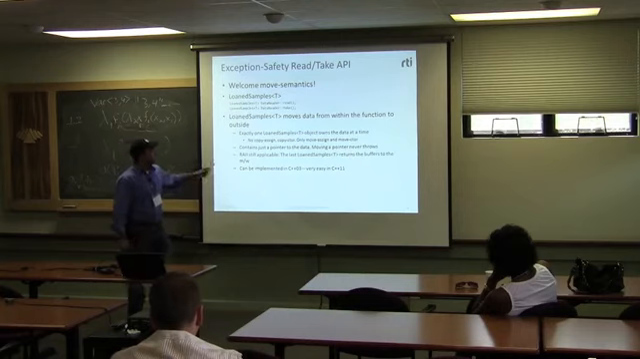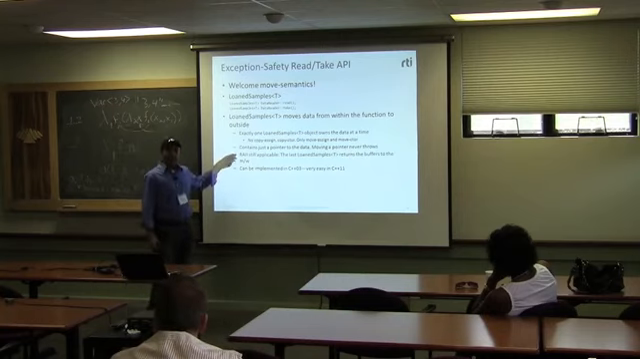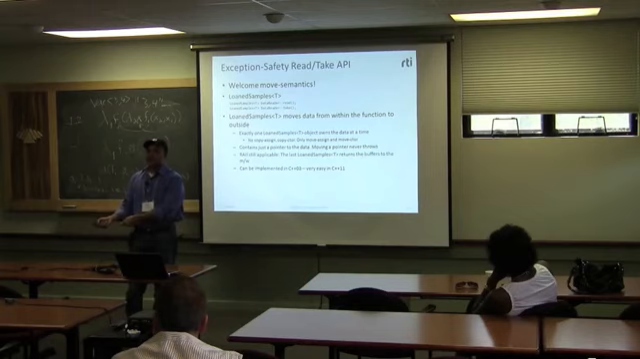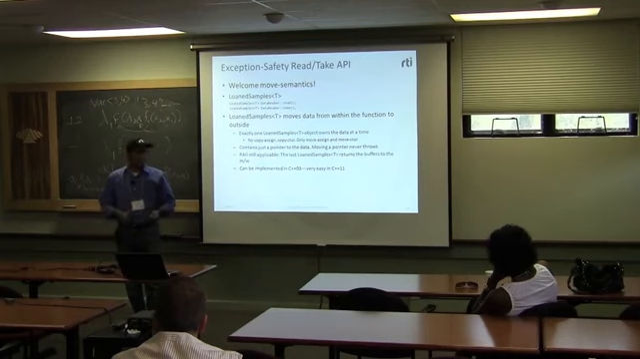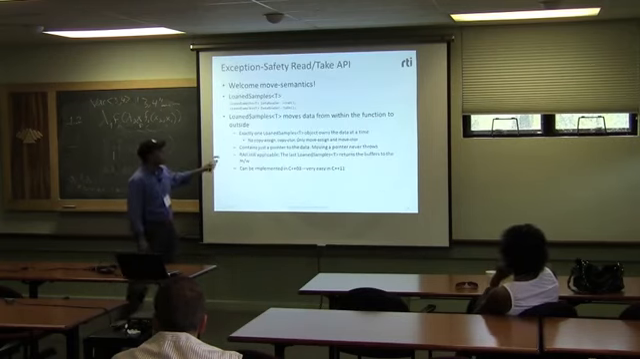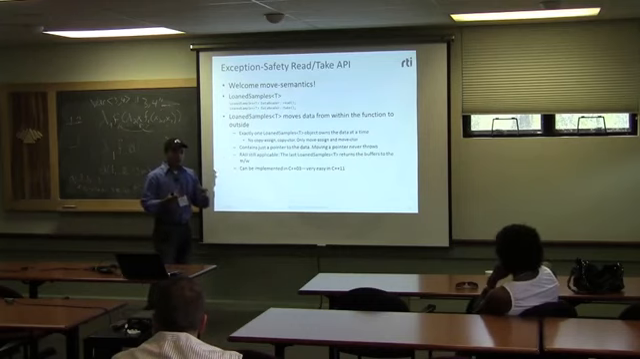So RAII is still applicable. When the last LoanSamples object goes out of scope, the buffer is returned back to the middleware, just like in case of exceptions that will happen automatically, but you don't pay a cost of copying. And the way it happens is because of move semantics. It has an internal resource that gets moved.